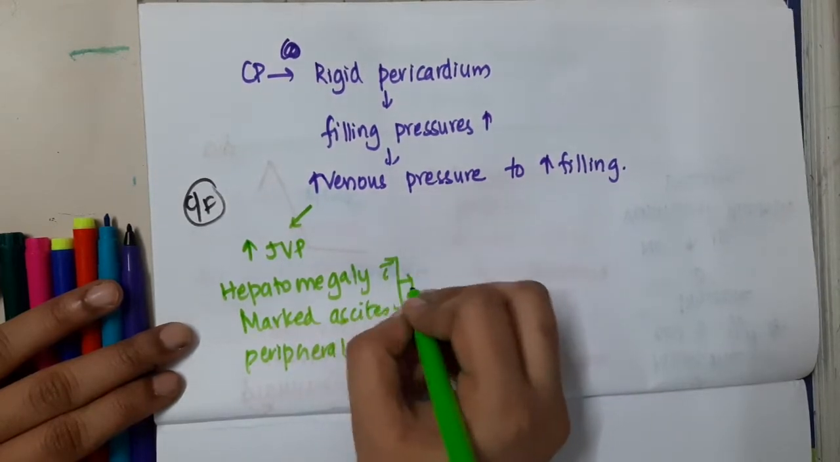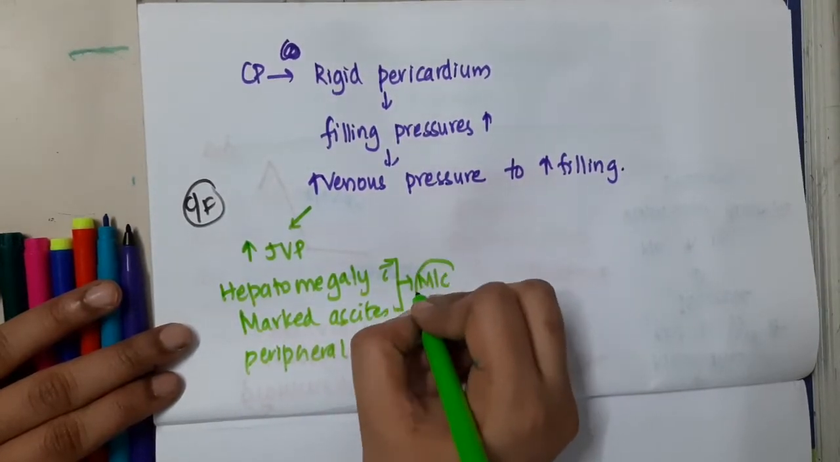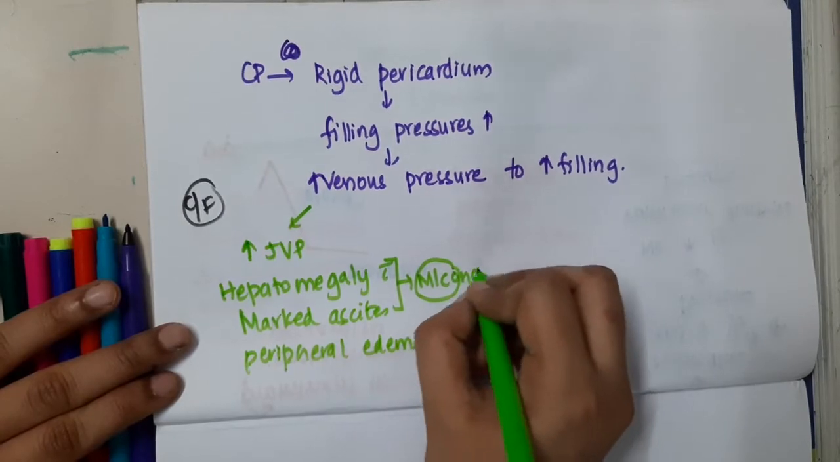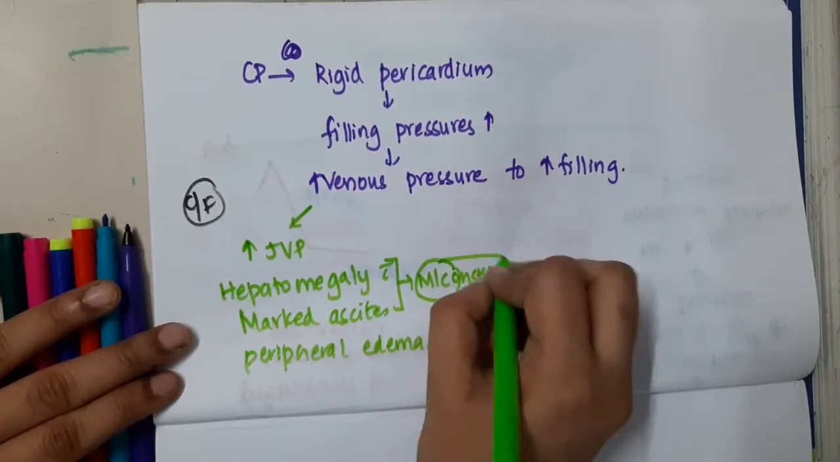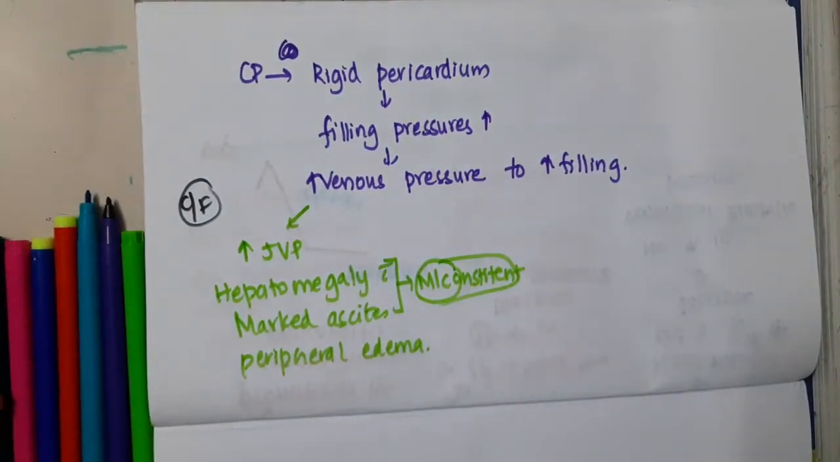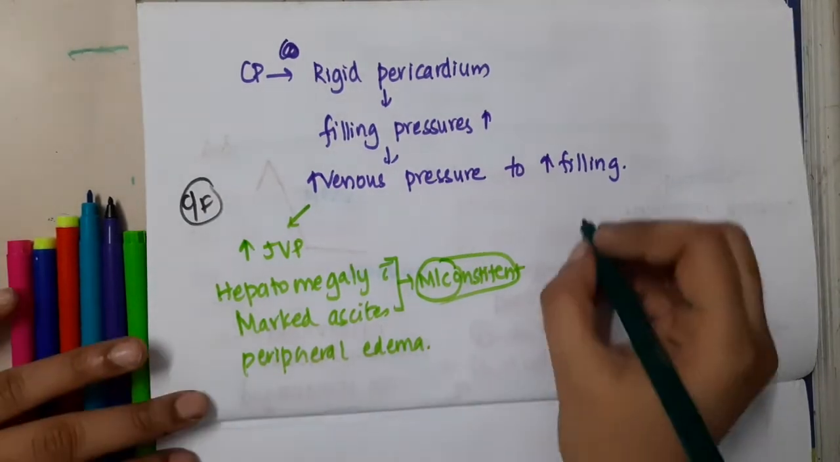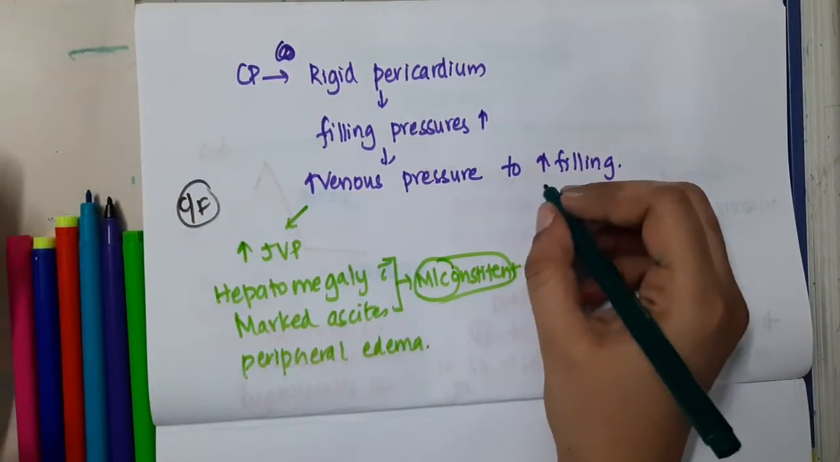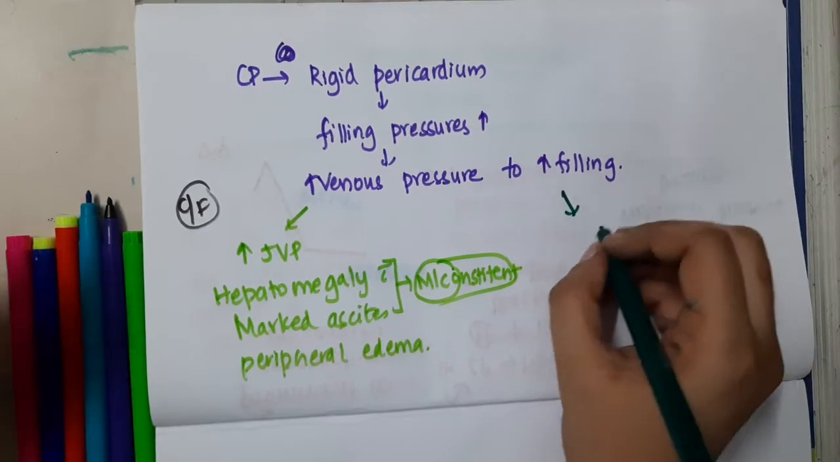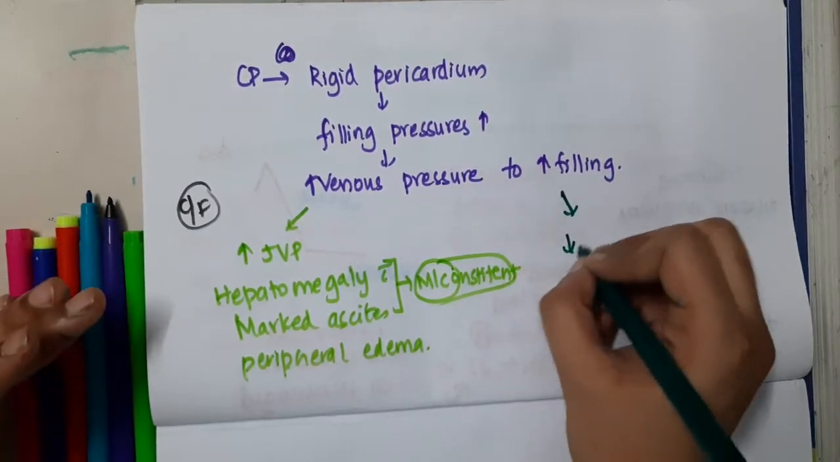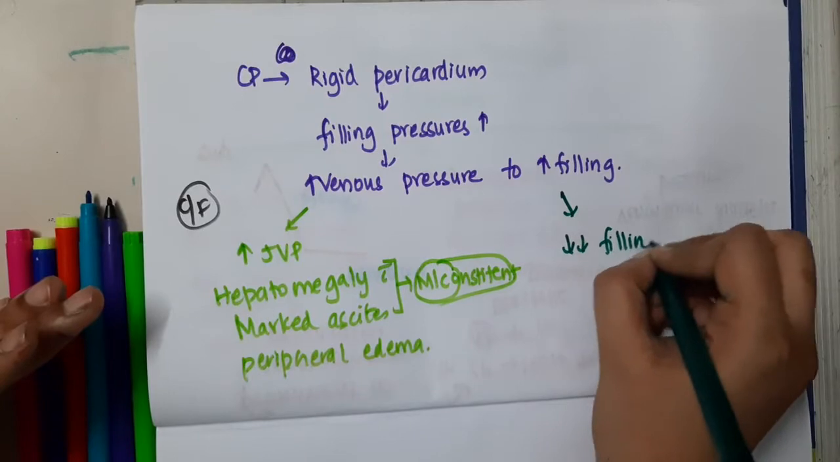This hepatomegaly with marked ascites is the most consistent finding. It is seen in almost all the patients of constrictive pericarditis. Then, because of increased venous pressure there is increased filling, but still there will be decreased filling than normal.